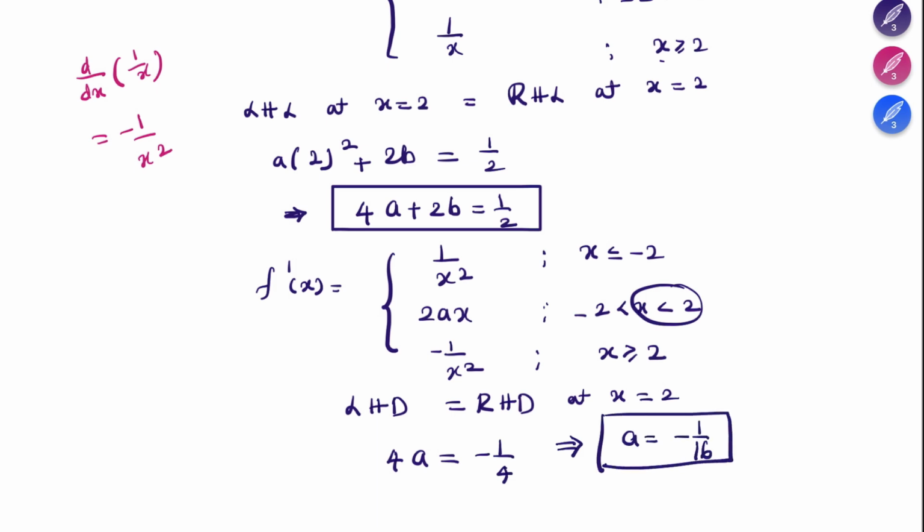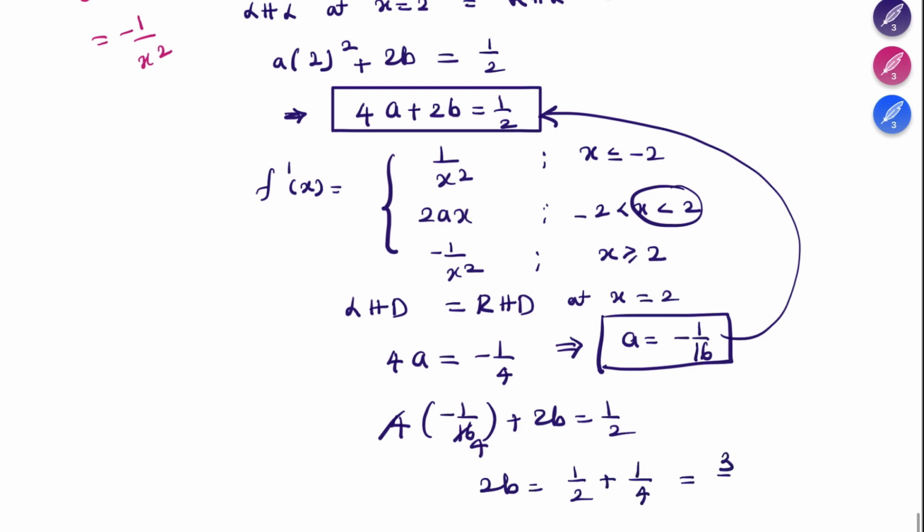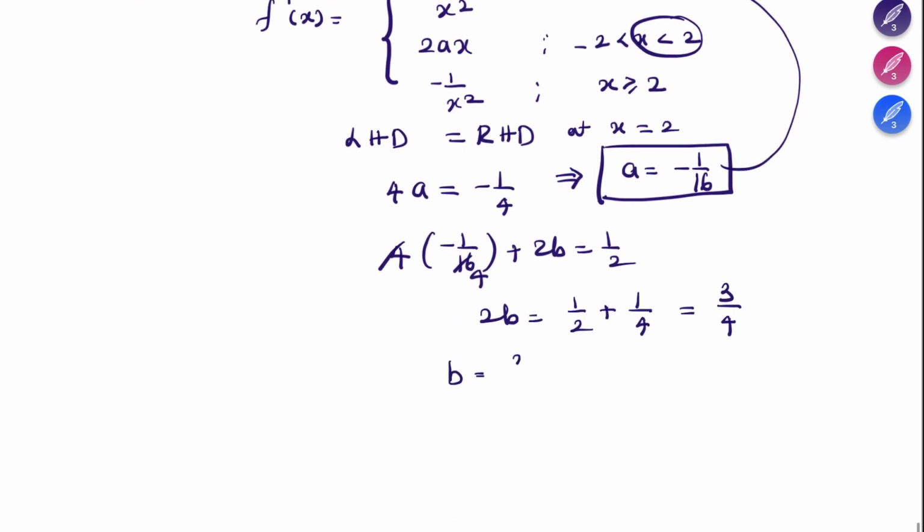Now use this a value, minus 1 by 16, here. So you get 4a, which is 4 into minus 1 by 16, plus 2b is equal to 1 by 2. So 4 into minus 1 by 16 is minus 1 by 4. So 2b is equal to 1 by 2 plus 1 by 4. If you take the LCM 4, you get 3 by 4. So therefore b is equal to 3 by 8.